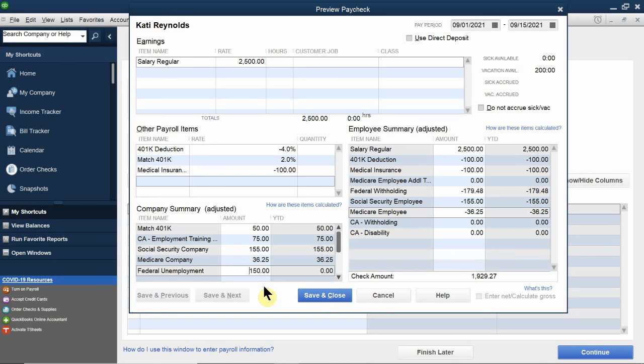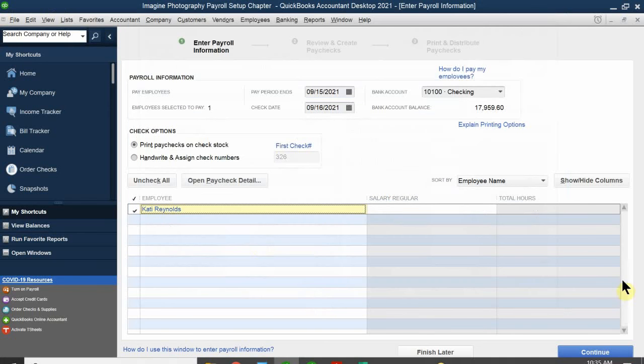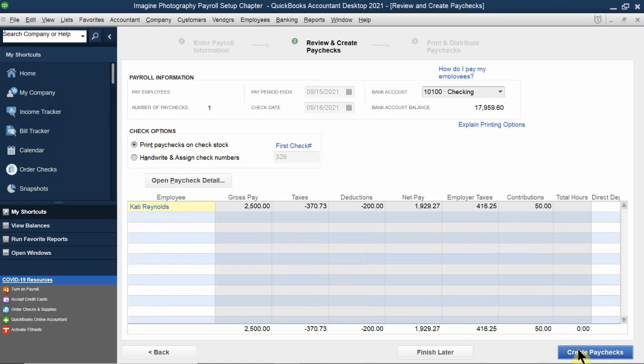All right. We already know what Social Security and Medicare is for. In this case, we're also contributing to the individual's 401k plan for up to 2%. Okay? So once everything looks good, then you'd go ahead and process the same exact thing. You're going to save and close, and you're going to click continue, right?